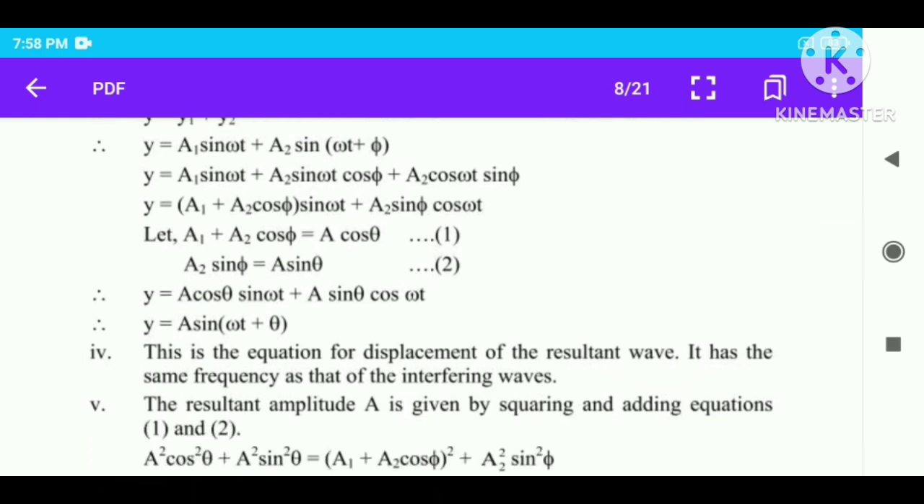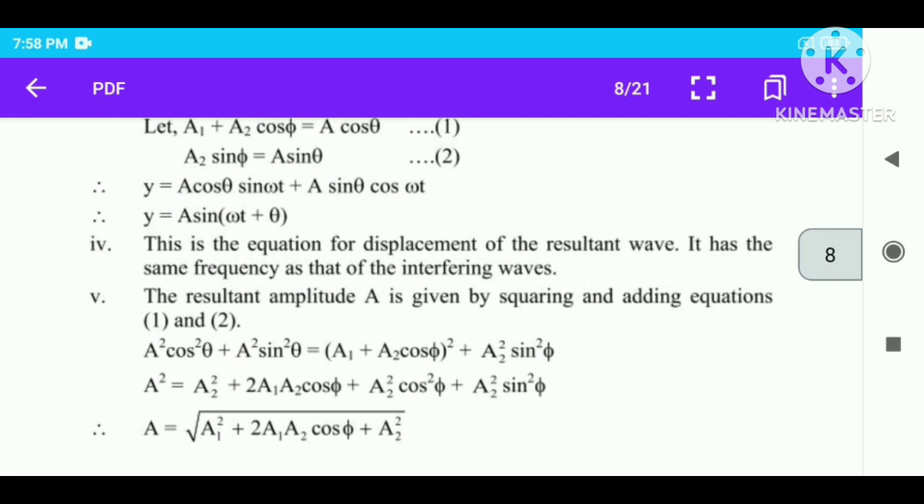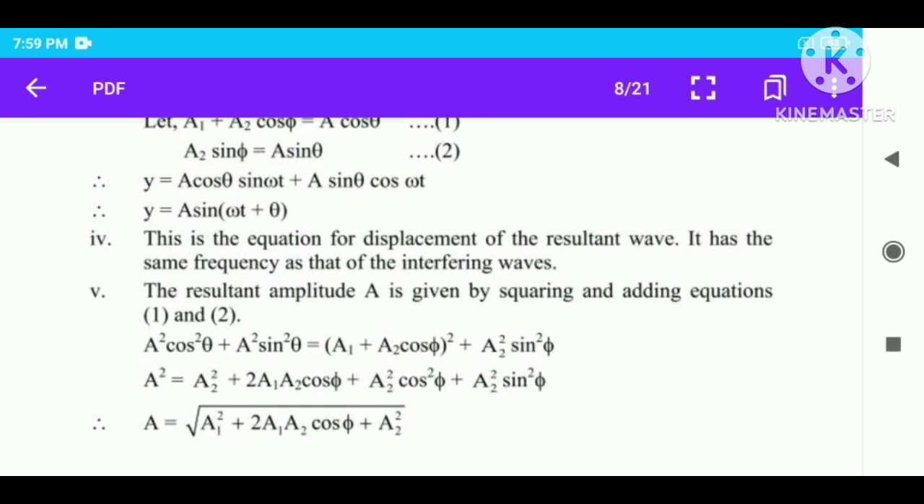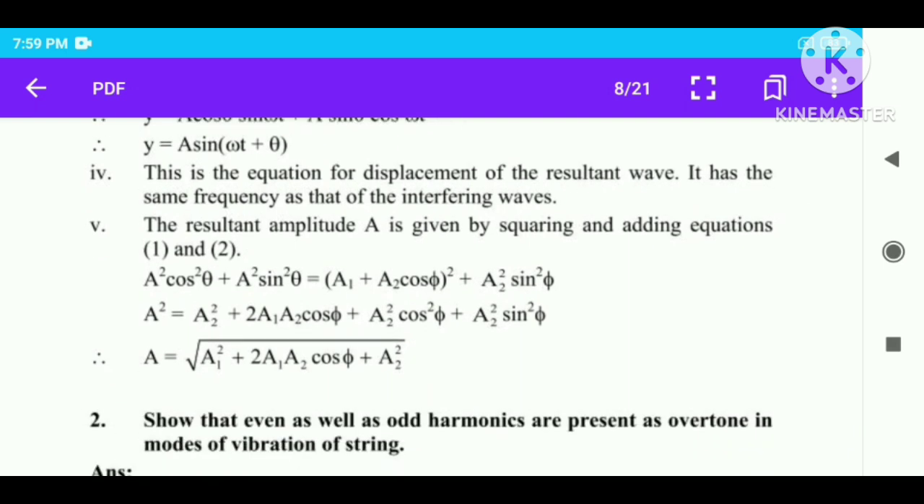Let a1 plus a2 cos phi is equal to A cos theta, equation first. a2 sin phi is equal to A sin theta, equation second. Therefore, y is equal to A cos theta sin omega t plus A sin theta cos omega t. Therefore, y is equal to A sin into bracket omega t plus theta. Fourth, this is the equation for the displacement of the resultant wave. It has the same frequency as that of the interfering waves. Fifth, the resultant amplitude is given by squaring and adding equations 1 and 2.